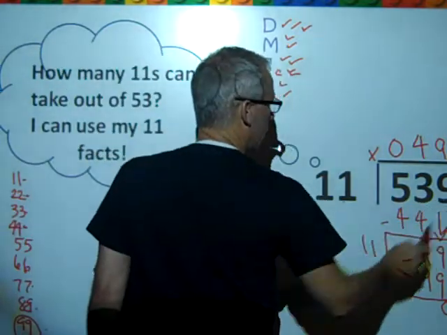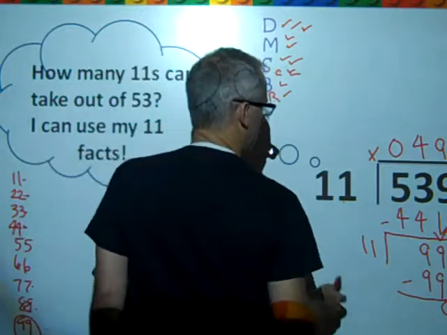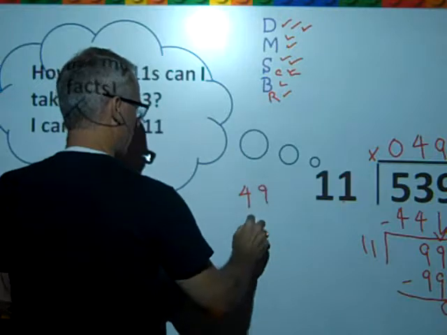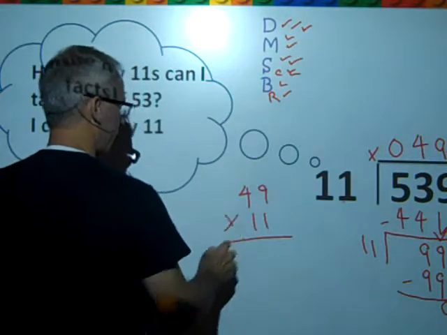Nothing else to bring down, so I am done. How do I check it? 49 times 11. Let's see if we're right.